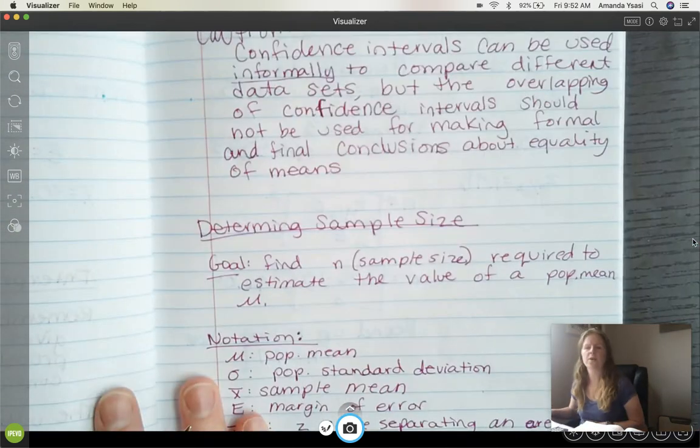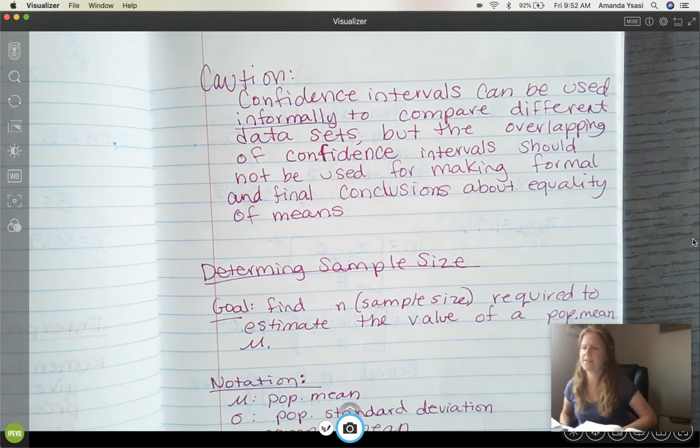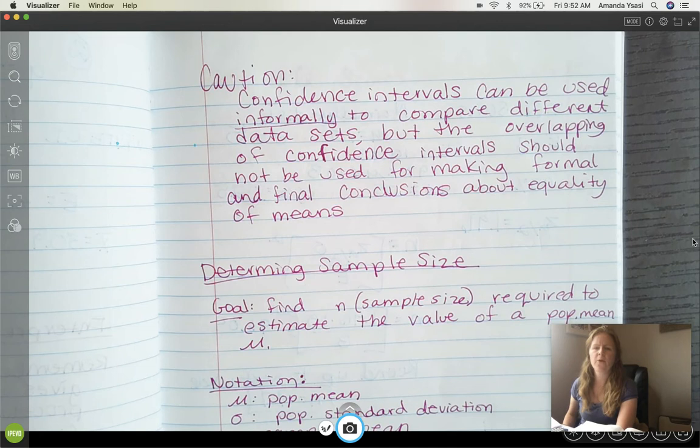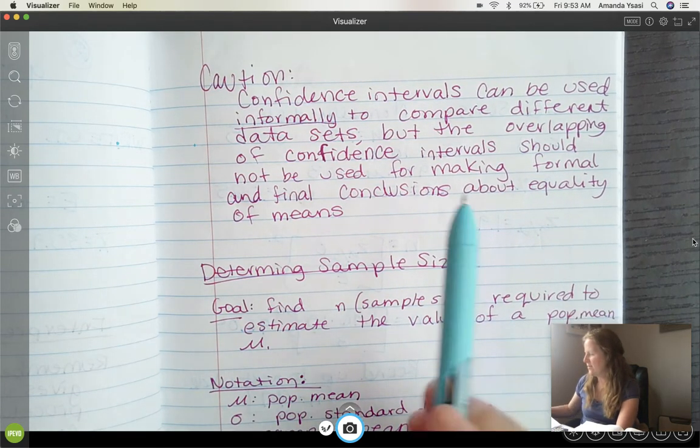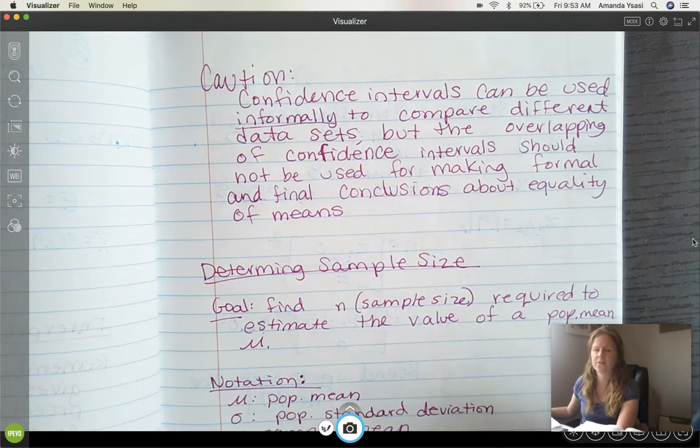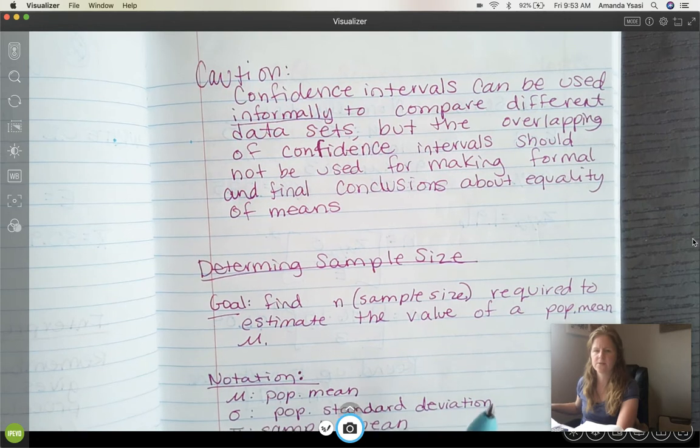Okay, so caution. Confidence intervals can be used informally to compare different data sets, but the overlapping of confidence intervals should not be used for making formal and final conclusions about the equality of means. So whenever you compare confidence intervals, they should not be used to make those final conclusions.